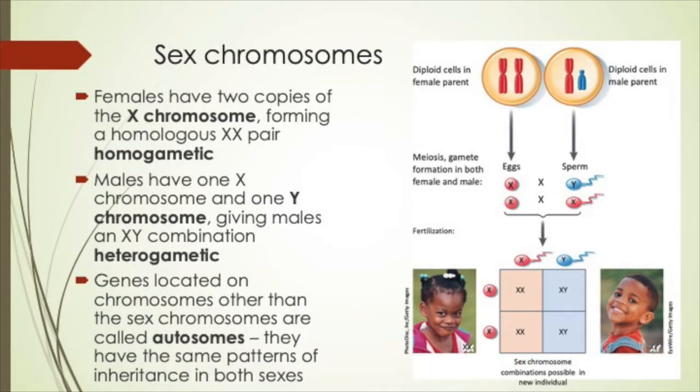Next, we're going to talk about sex chromosomes. So we all know what the sex chromosomes are in our bodies, which is our 23rd pair of chromosomes, right? Females have 2 copies of the X chromosome, forming the homologous pair XX, or at least the normal pair is. The XX pair is homogametic, right? Homo meaning the same, gametic meaning the gametes.